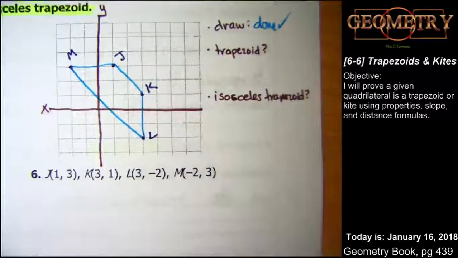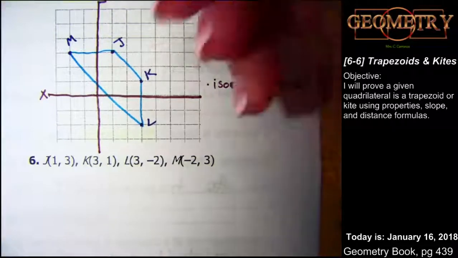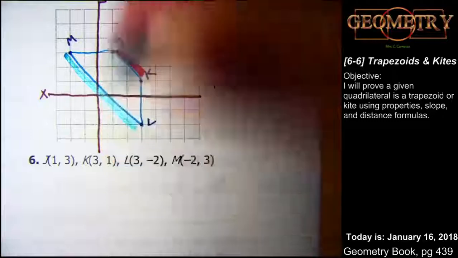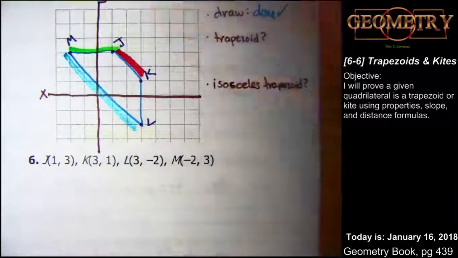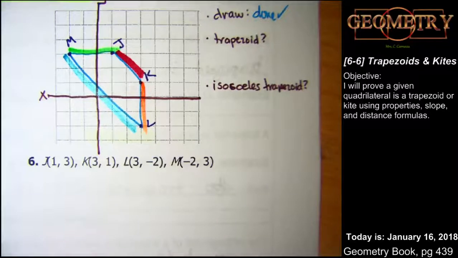Now I'm going to confirm that it's a trapezoid. Remember that with a trapezoid, you need one pair of parallel sides and the other pair to be not parallel. So I'm going to color code my sides to make this super easy in terms of what side I am finding slopes of. Alrighty, there we go. Which sides do I suspect are parallel? It would be JK and ML.